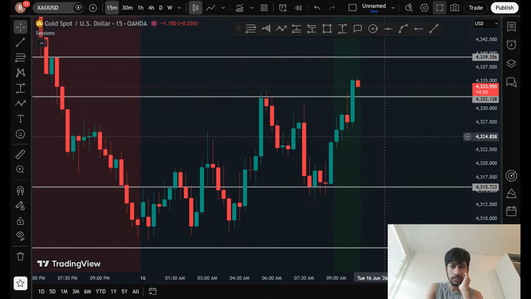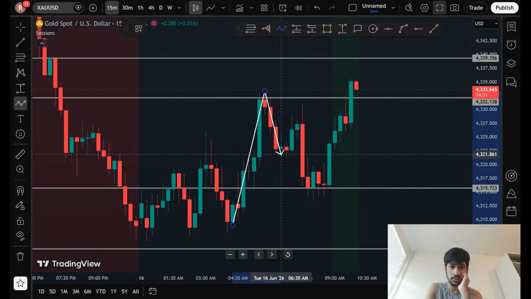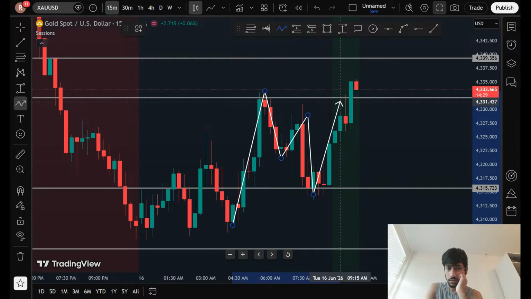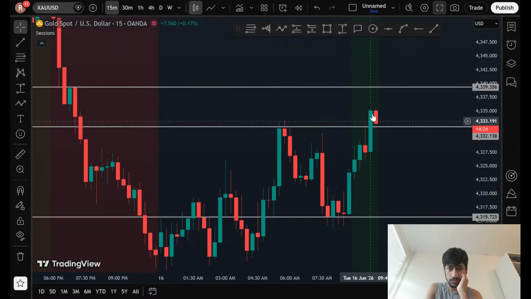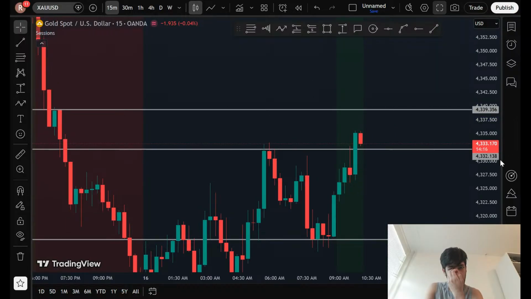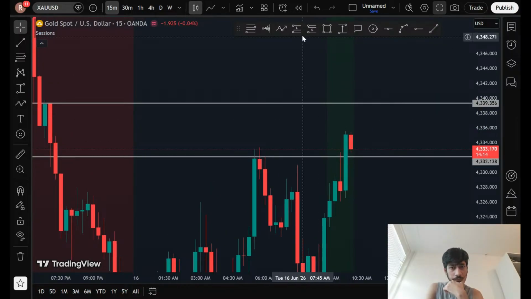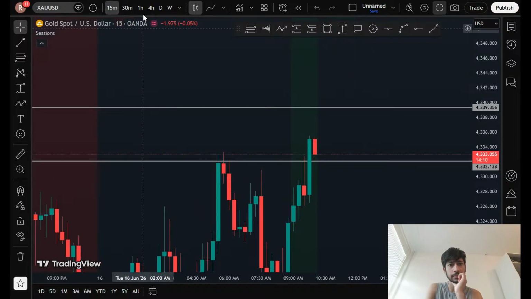And the name of this setup is breakout through support and resistance. The candle was just consolidating, we were consolidating, and the candle closed bullish, and we have clean range of around 30 pips. It's not a bad one. Stop loss is also 30 pips. It's good.